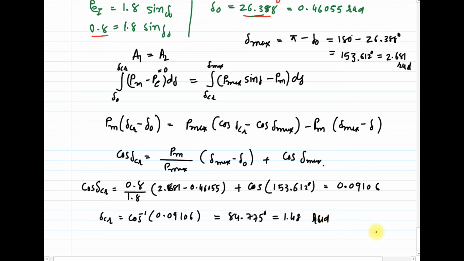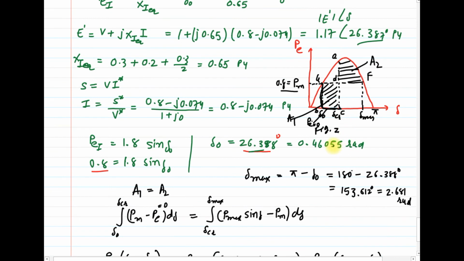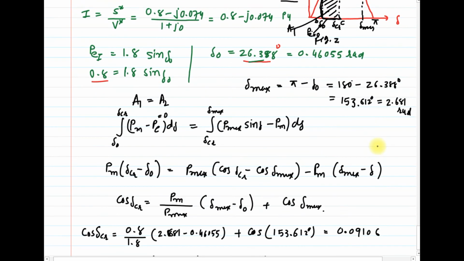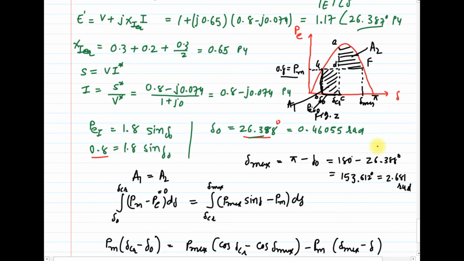Now let us understand this value on the diagram. Here the value of delta max is 153, and the value of delta CR is 84. So at an angle of 84 or nearly 84 degree, the fault must be cleared for the stable operating condition. For the stable operating condition, at or before 84 degree, the fault must be cleared.